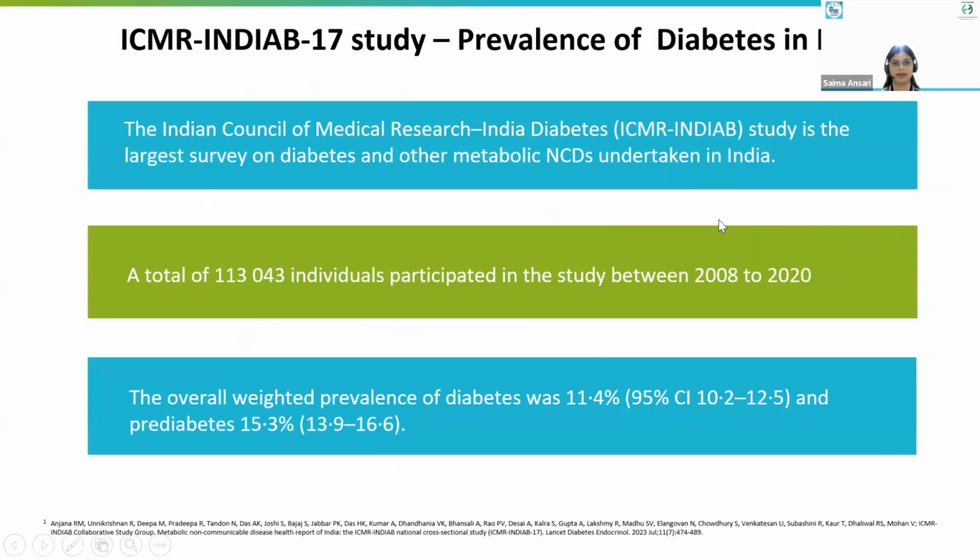The ICMR India Diabetes Study is the largest survey on diabetes and other metabolic non-communicable diseases undertaken in India. A total of 113,043 individuals participated in this study between 2008 and 2020. The overall weighted prevalence of diabetes was 11 to 12%, and for pre-diabetes it was 15.3%.